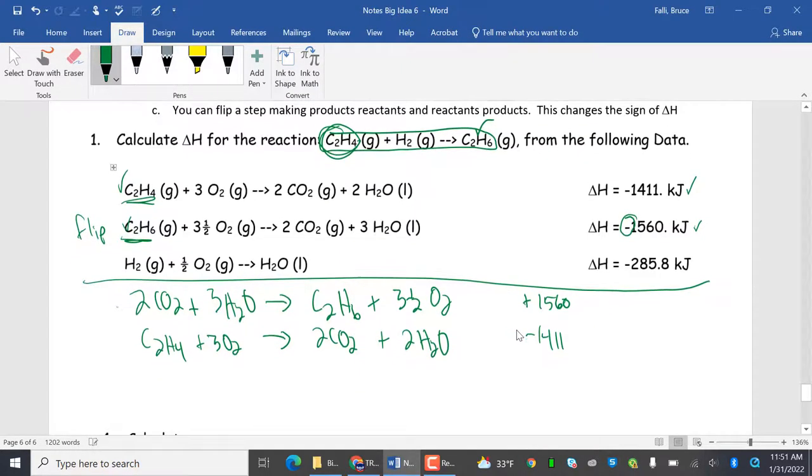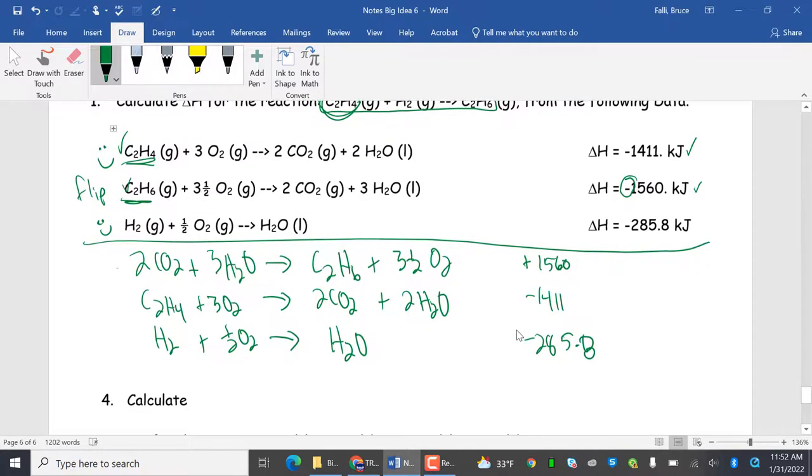Okay. Then the last one, I guess I need a hydrogen. Do I have any hydrogens in here yet? Nope. So that's pretty good. So I'm just going to leave this A-OK. Hydrogen plus 1/2 O2 gives me H2O. Okay, so to make my life happy now, it's still going to be negative 285.8.